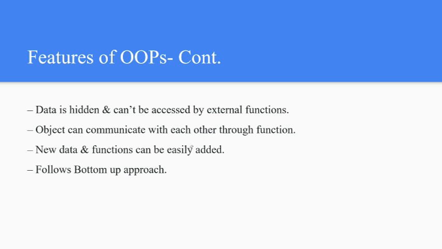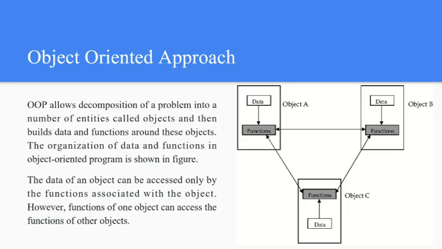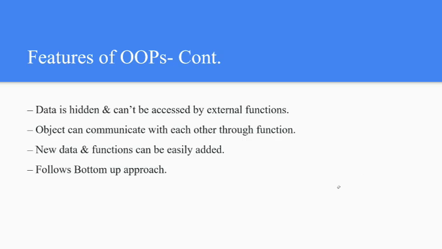New data and functions can be easily added because they are independent. Objects can communicate with each other through functions. Data is hidden because it's not stored in global variables. Like they can talk with functions.